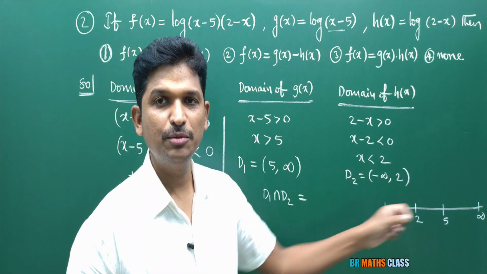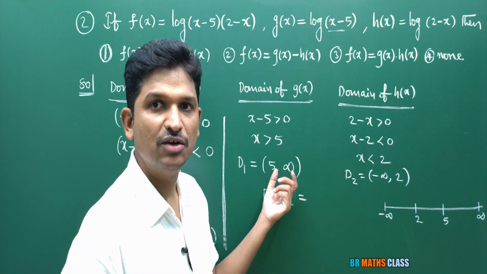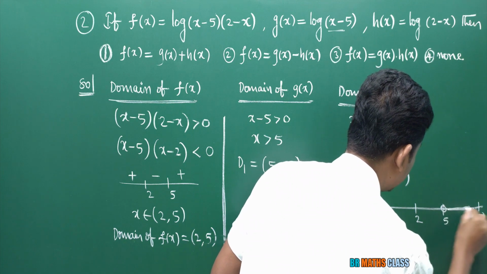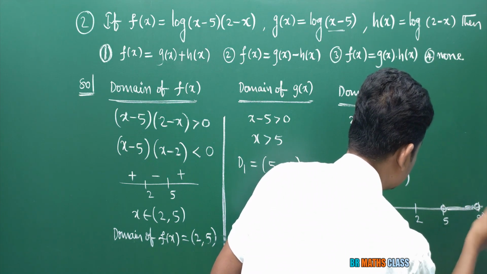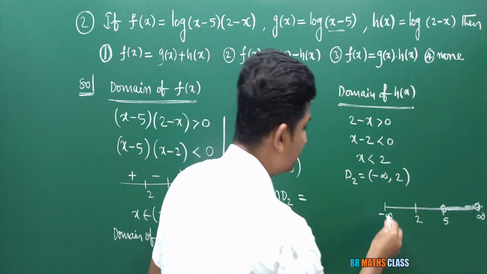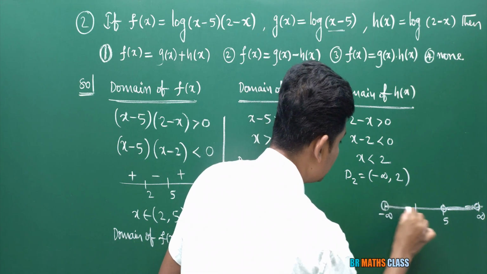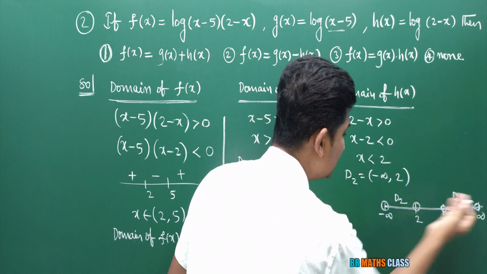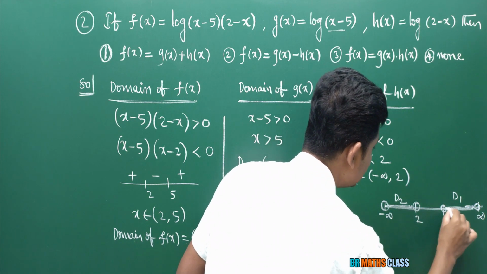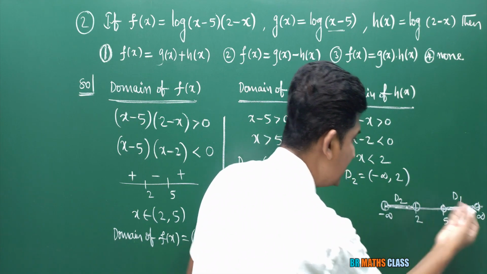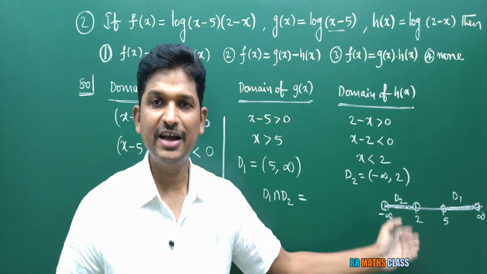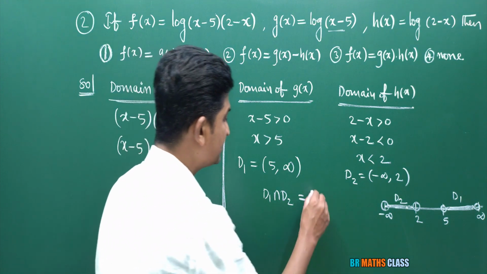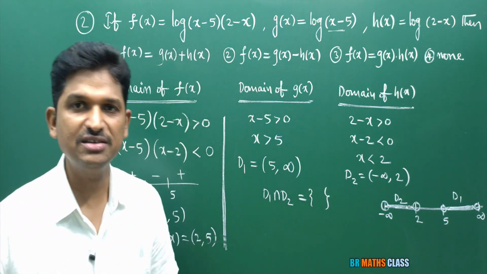I considered a number line. In that, what is d1? 5 to infinity. This is d1. And d2 is minus infinity to 2. This is d1, this is d2. What is intersection? This is the first set, this is the second set. Is there any element common in d1 and d2? They are disjoint. No element common in d1 and d2. So d1 intersection d2 is what? D1 intersection d2 is the null set.